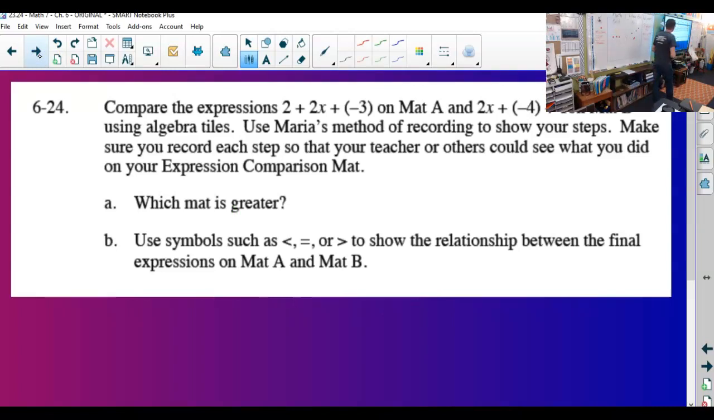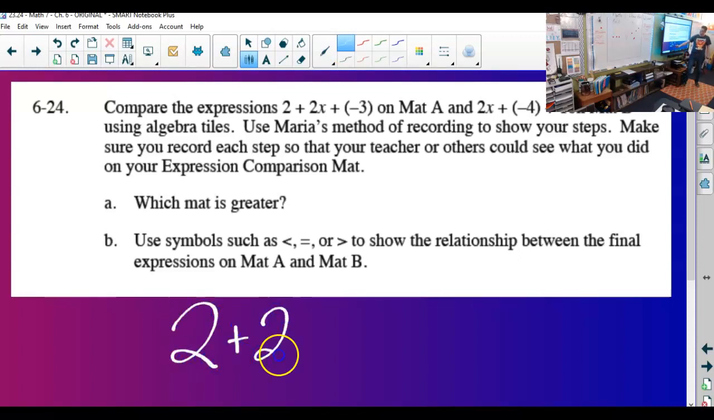Let's try this one, and I think it'd be better for us to just do it on graph paper. This one is not on your handout. We're going to write this down. So graph paper? Graph paper! We're going to do Mat A and Mat B.